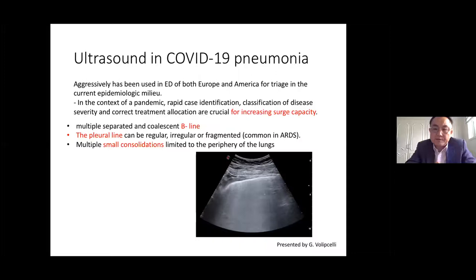Ultrasound findings of COVID-19 pneumonia include B lines, many, diffuse, bilateral, separated, and also asymmetrical. The pleural line shows irregularity or a fragmented shape. And also some consolidation can be detected.